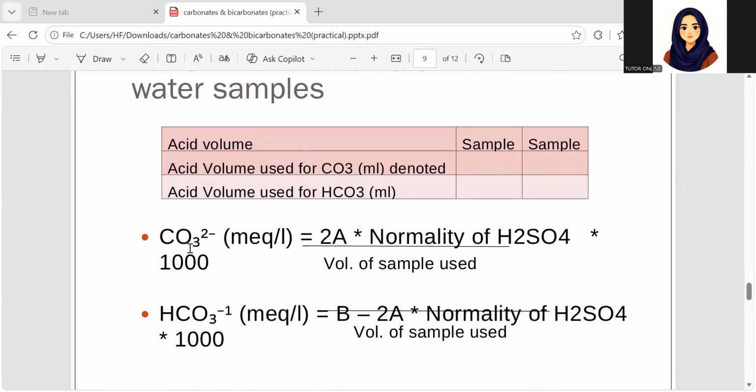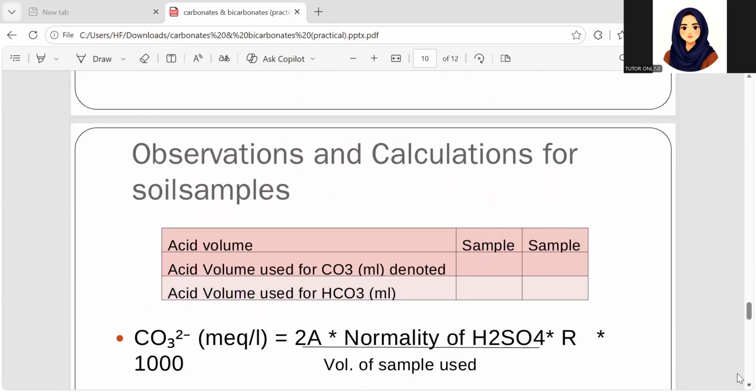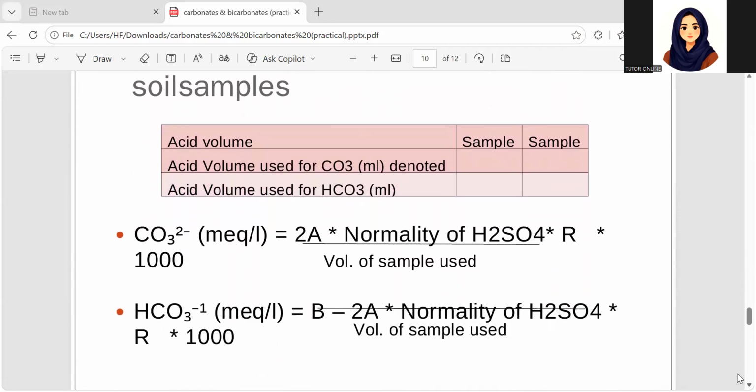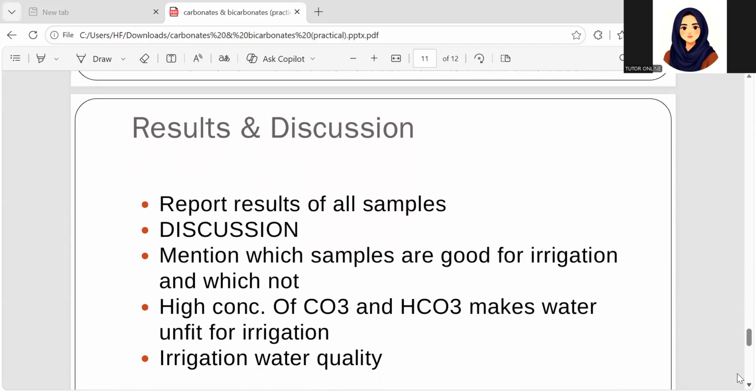The formula for carbonate is 2A multiplied by normality of H2SO4 divided by volume of sample used. For bicarbonates, it is B minus 2A multiplied by normality of H2SO4 divided by volume of sample. This is the formula for finding carbonate and bicarbonates in the solution.